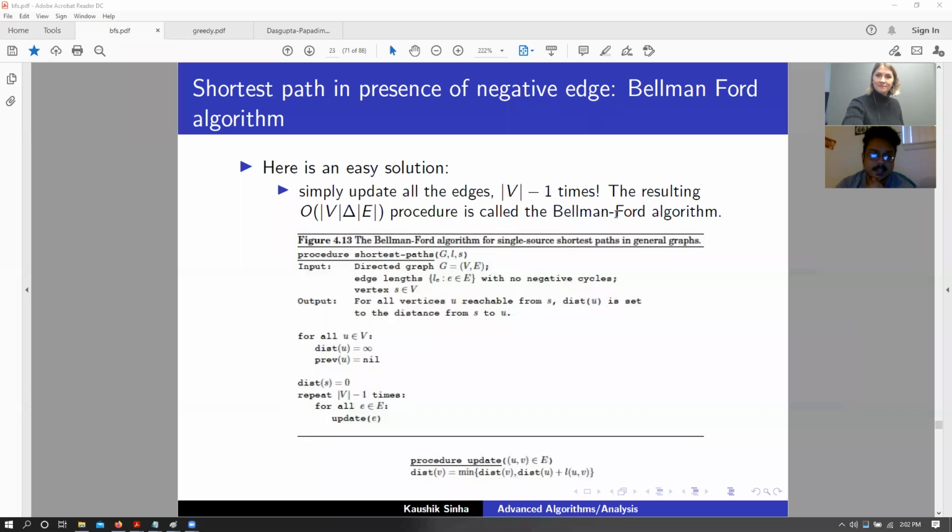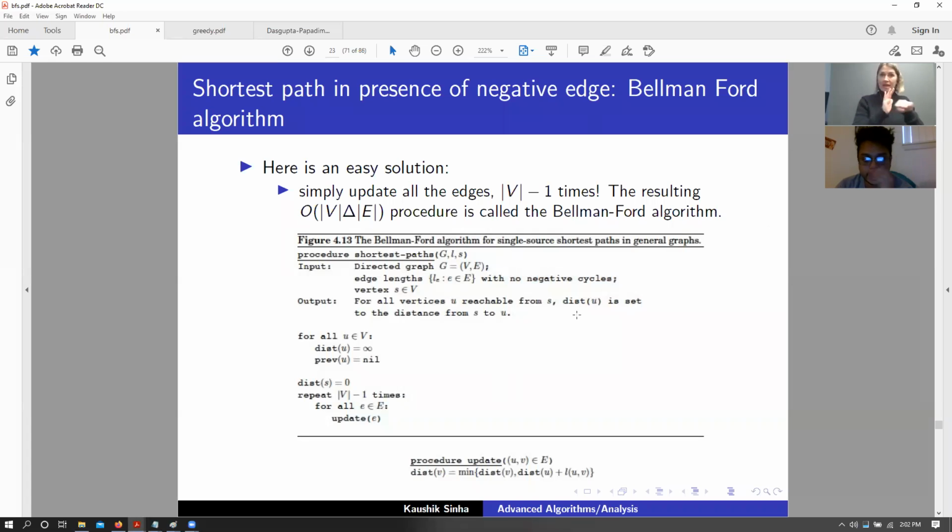Okay, so last time we left off with the Bellman-Ford algorithm. That was an algorithm that finds the shortest path, and it also takes care of graphs that have negative edges. However, it does not work with graphs that have negative cycles, right? So the Bellman-Ford algorithm works with negative edges, but does not work with negative cycles.